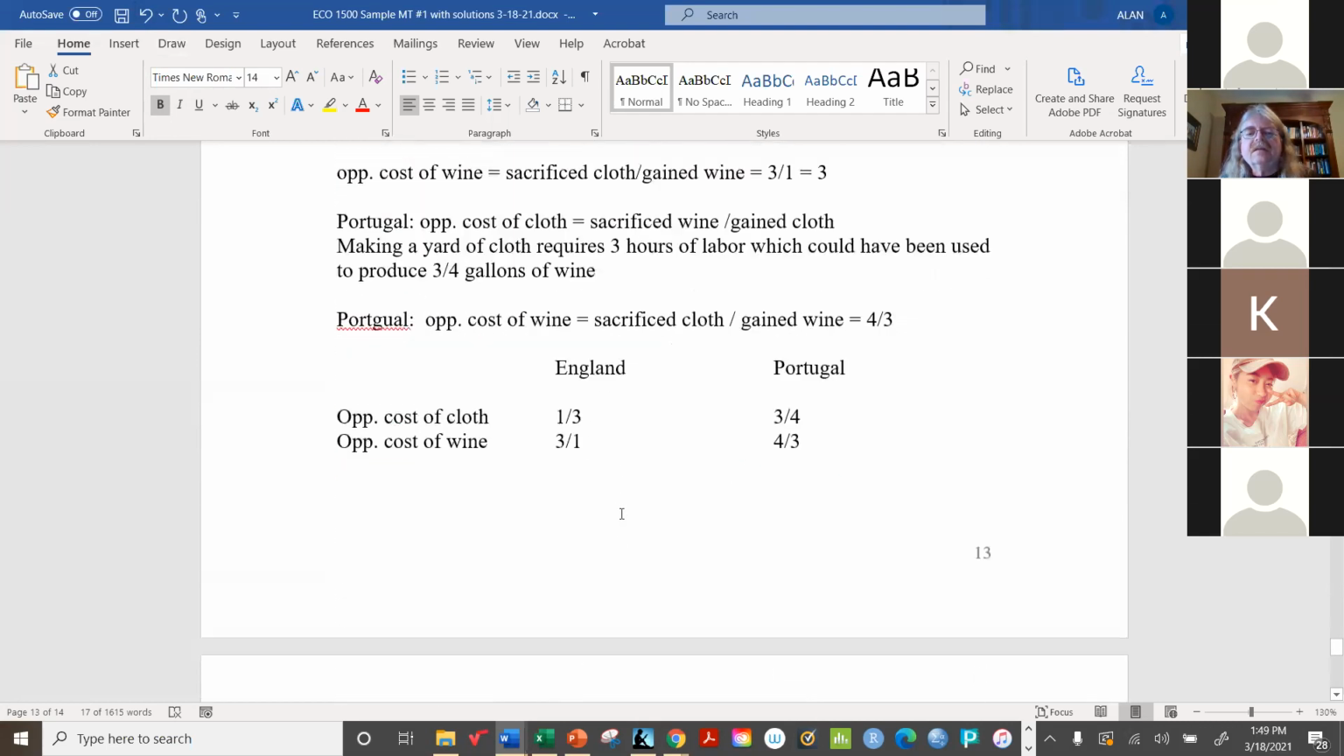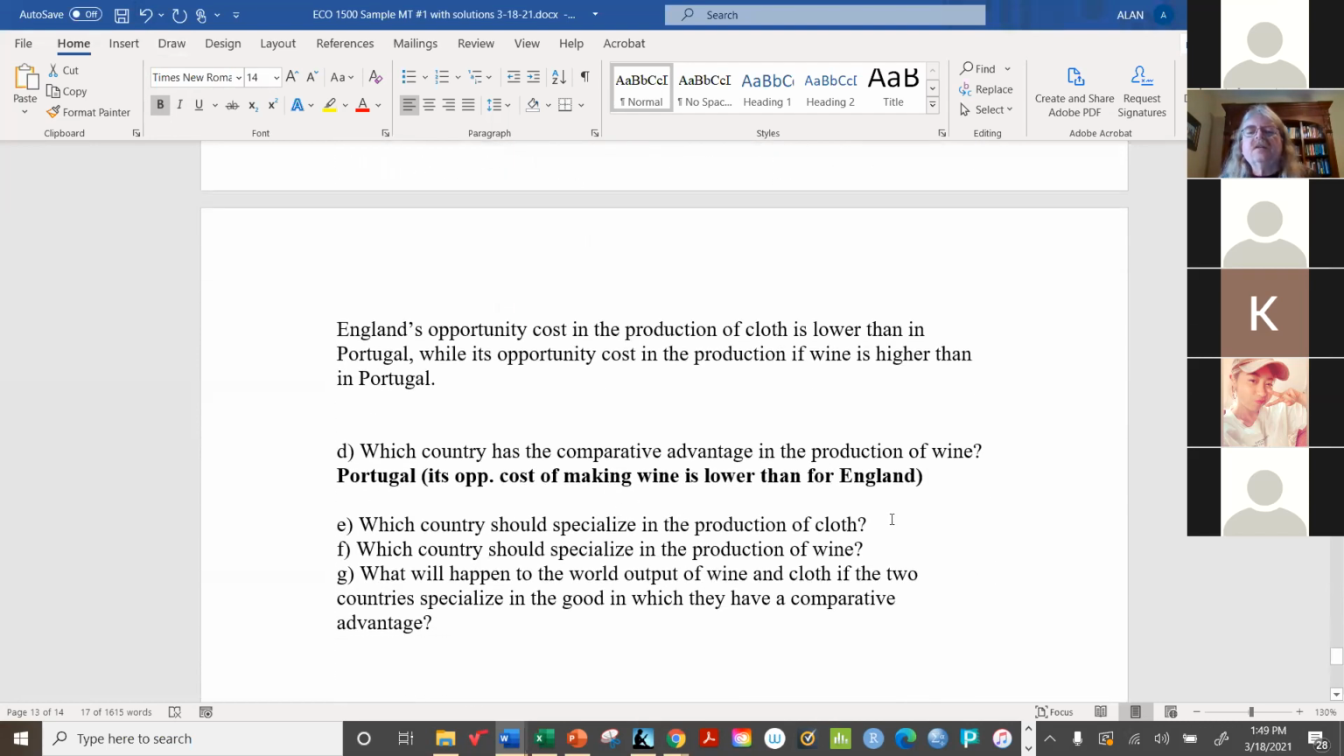Therefore, with all that being said, who should specialize in the cloth? That would be England. Of course. And who should specialize in the production of wine? That would be Portugal. And finally, when all the dust settles, what will happen to the output of wine and cloth if the two countries specialize in the good in which they have a comparative advantage?